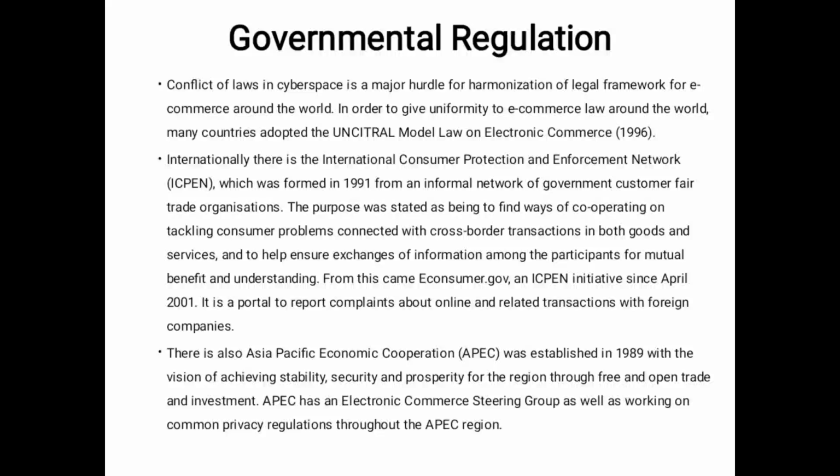Then internationally, there is the International Consumer Protection and Enforcement Network, which was formed in 1991 when globalization came. It was formed from an informal network of government, consumer, and fair trade organizations. The purpose was stated as being to find ways of cooperating on tackling consumer problems connected with cross border transactions, that is, transactions in goods and services from one country to another, and to help ensure exchange of information among the participants for mutual benefit and understanding.